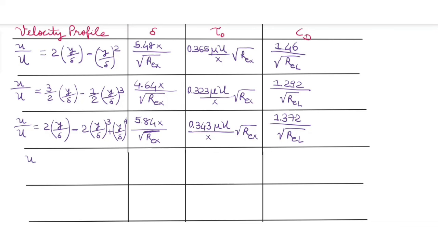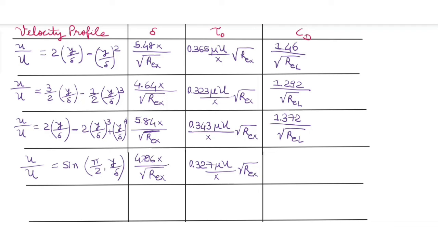I'll also tell you which profiles are important to remember for competitive exams. But firstly, you just need to see all of these profiles and their equations for delta, tau naught and CD. So the next profile, u by U is equal to sine of pi by 2 y by delta, which says that delta is 4.796x upon root Rex, then tau naught is 0.327 mu U by x into root Rex, and CD is 1.31 upon root REL.